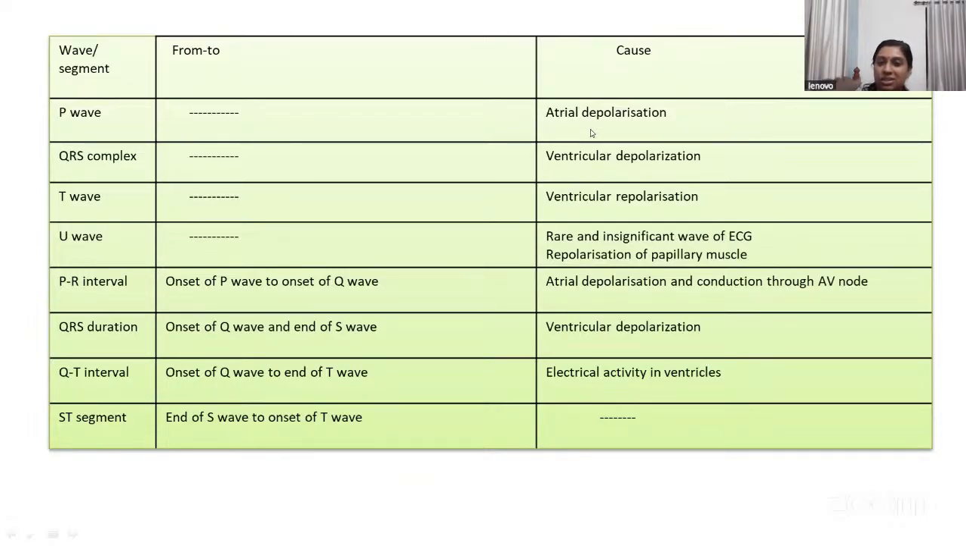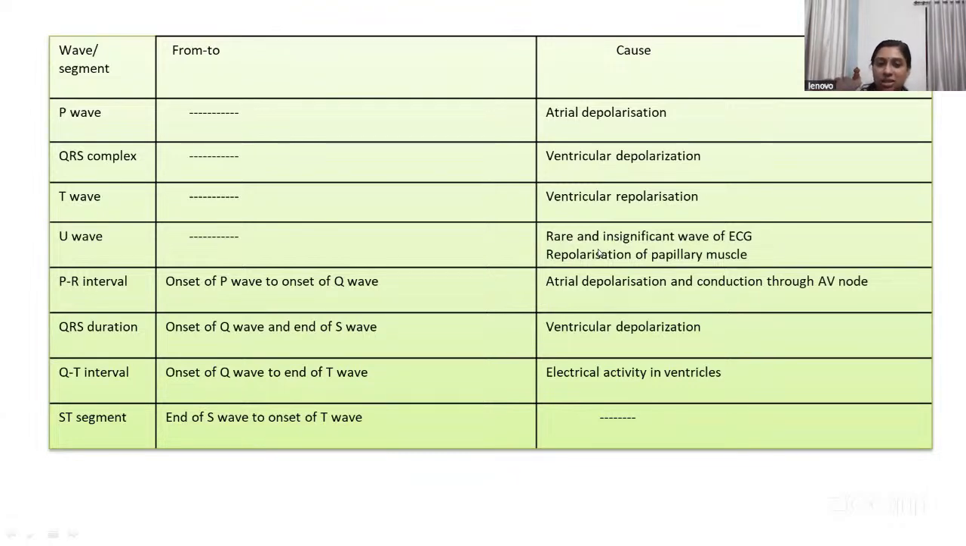And the U wave is a rare and insignificant wave of the ECG, and it is due to the repolarization of the papillary muscle. You have to be thorough with this terminology. What is depolarization? What is repolarization? Everything you have to study.